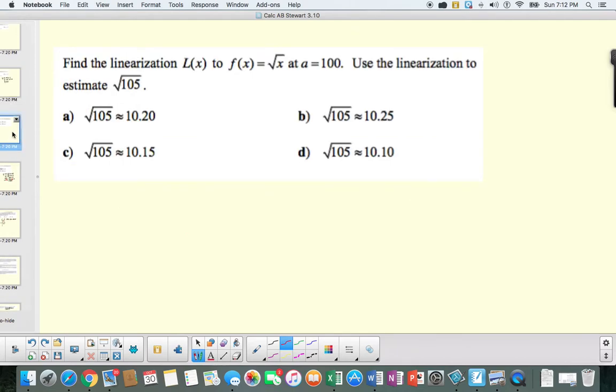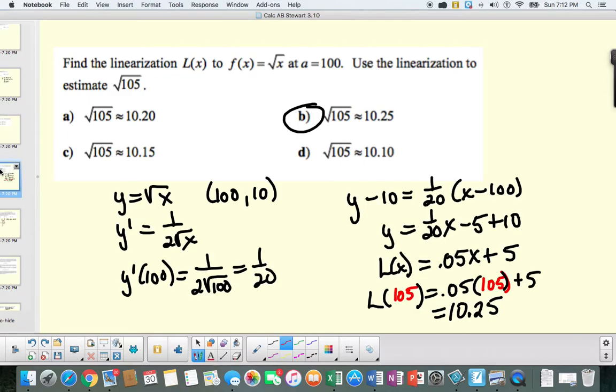Okay, let's try again. Use the linearization to estimate root 105. Stop the screencast and see if you can do it, and then look at my answer. So here's the function, and the point of tangency is 100. If I put 100 here, the output is 10. I find the derivative, I evaluate the derivative at 100, and this is my slope.